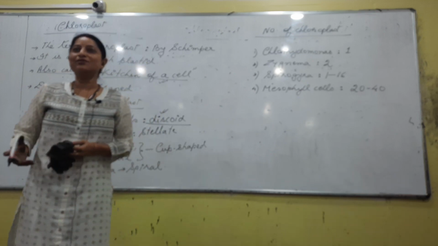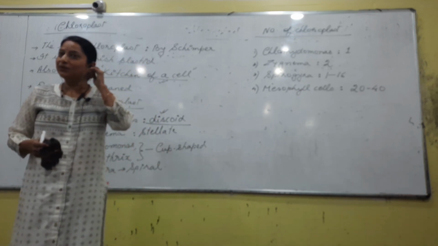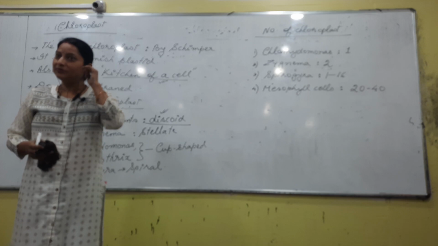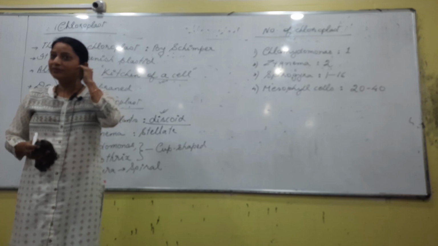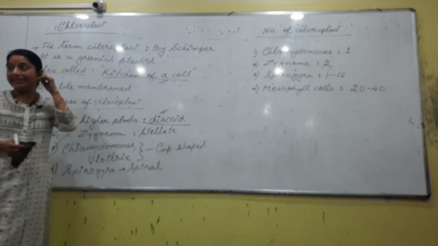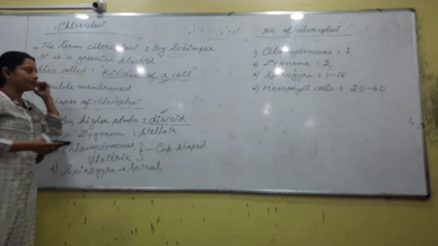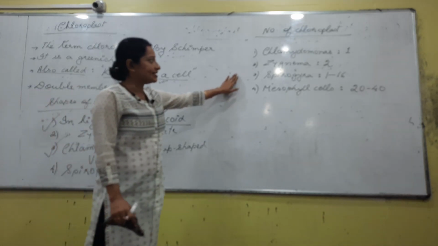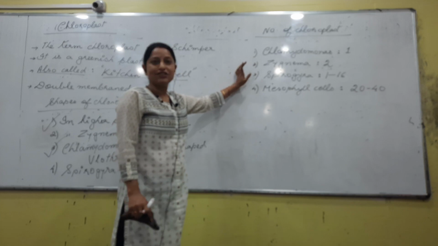Leaves, right? The ground tissue in case of a leaf is called mesophyll cells. As far as the number of chloroplasts is concerned, it is not specifically asked as a question, but it is important.